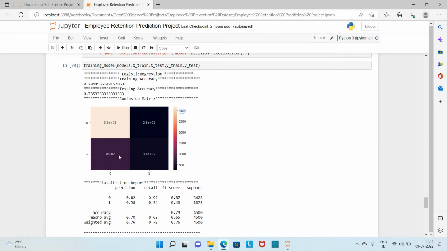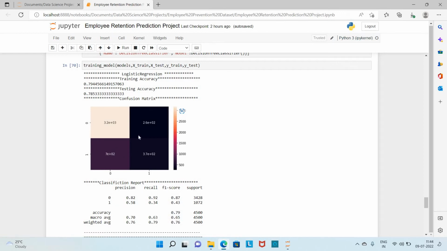Okay, and what does this mean? Actually, that employee did not leave the company, but our model predicted that he would leave the company. This will be the false value, around 700 values. He did not leave the company, but our model predicted he will leave. So this is the wrong value, right? We can call it the false positive. This is the false positive.